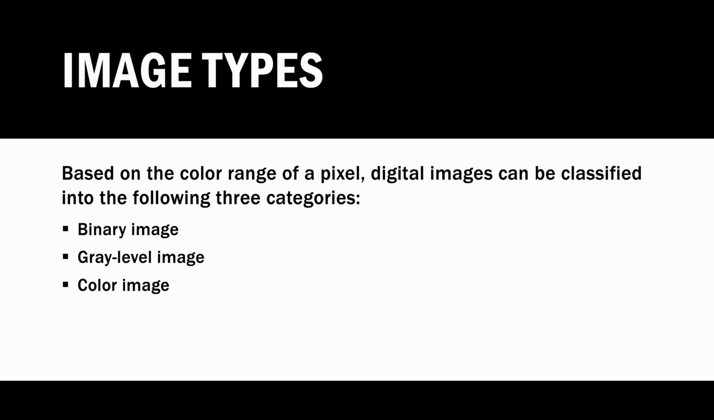Digital images can be classified into different categories based on the color range of each pixel. The simplest type is a binary image, where each pixel can only take two values, such as black or white. The next level is a gray level image, where pixels can represent different shades of gray, ranging from dark to bright. Finally, the most common type is a color image, where each pixel is formed by combining red, green, and blue to produce a wide range of colors. In the next slides, we will take a closer look at each of these image types with examples to see how they differ in representation.